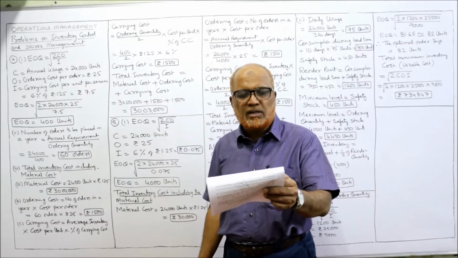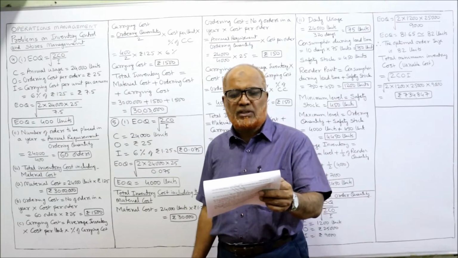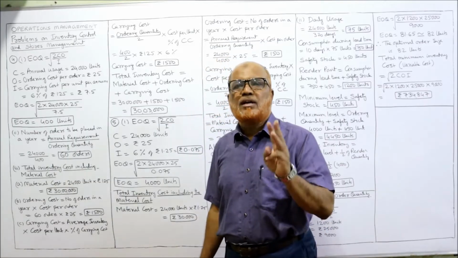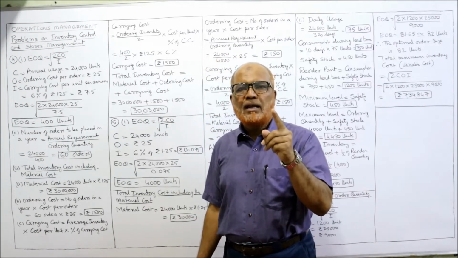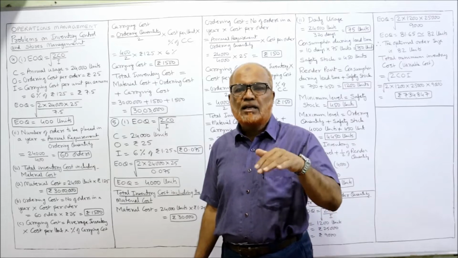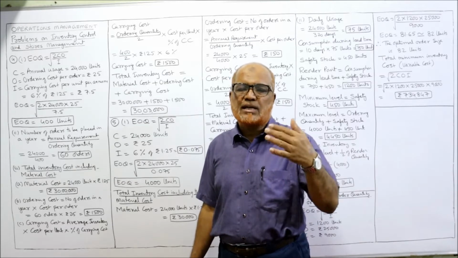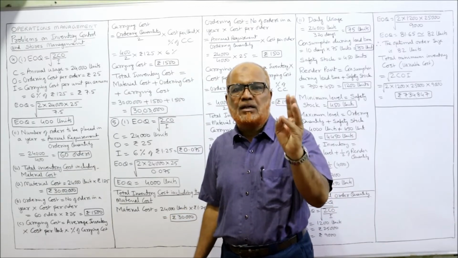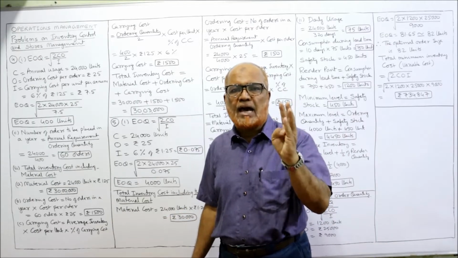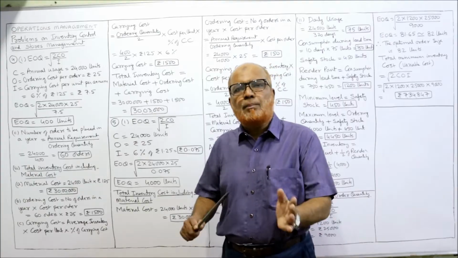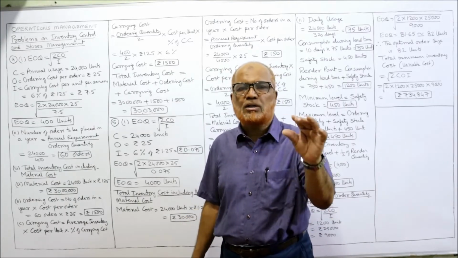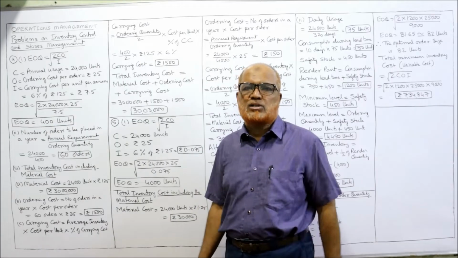Now the third question: what is the total inventory cost for the year, including the cost of material? Now remember, 3 costs are there: material cost, ordering cost and carrying cost. So total inventory cost consists of material cost, ordering cost and carrying cost. Separately we can calculate all 3, or alternatively a shortcut formula is also there, that also I'll explain.